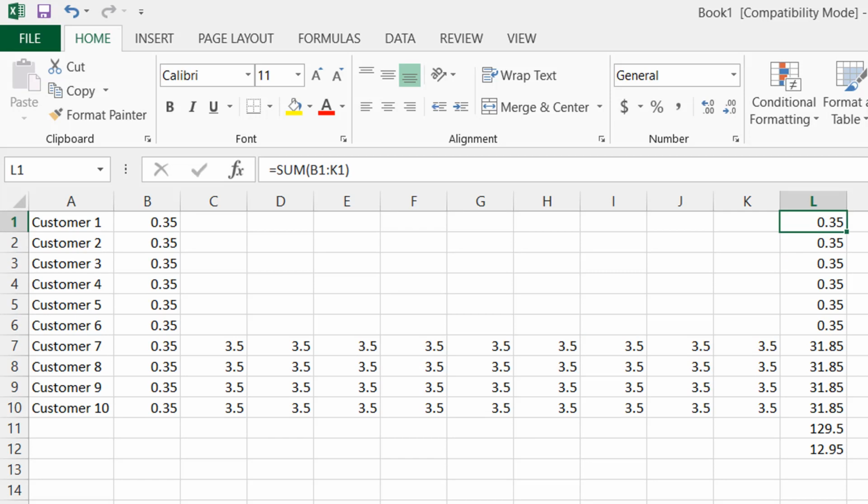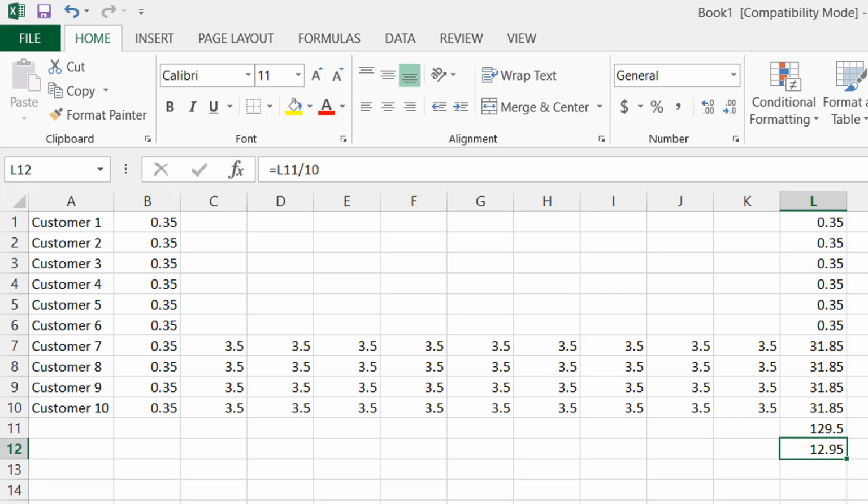So customers 1 through 6 who only buy book 1 are only worth 35 cents to you. Customers 7, 8, 9, and 10 are worth almost $32 to you. $31.85. All 10 customers combined are worth close to $130 to you. You've got your 35-cent customers, which are the bulk of it, but then you've got your $32 customers. And between them, they make you $130 for every 10 sales you get. Divide that number by 10, and each customer, on average, is worth $12.95 to you.